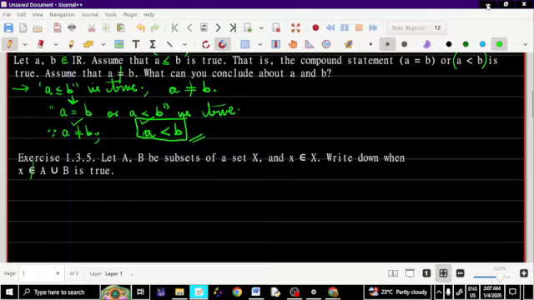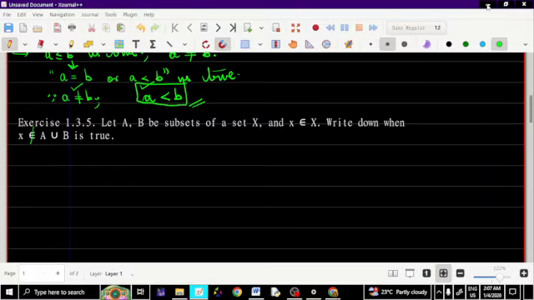Next is exercise 1.3.5. Let A and B be subsets of a set X and x be a point in X. Write down when x does not belong to A union B is true.